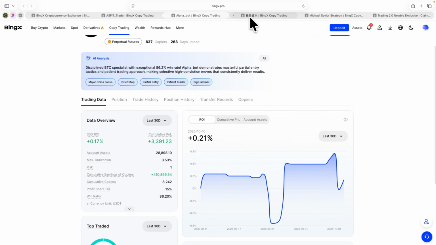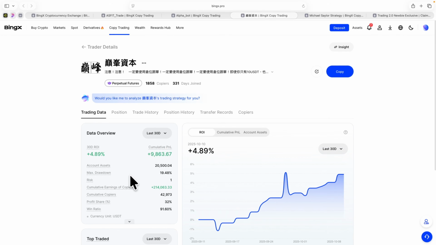Now let's look at the third person. This is the third person here. The risk is 1, which is also good, but the profit share ratio is 32%, which is too high. I think that's too high. If the person will be taking 32% of the profit, that is too high, except maybe that was the best person on the list.